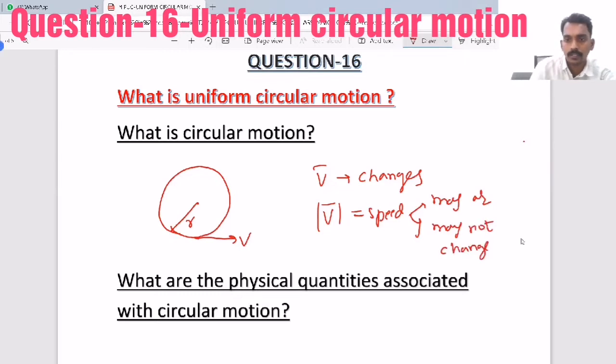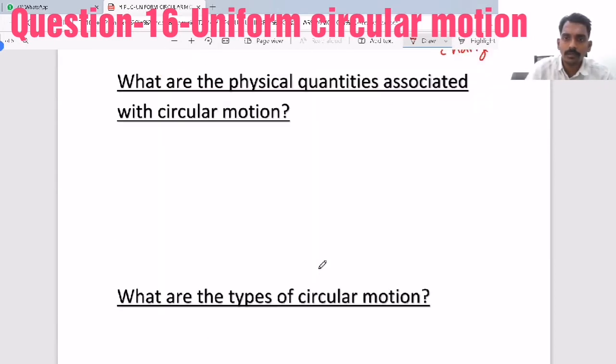That depends. But one thing we always have to remember is that if the particle is moving in a circular path, there must be a change in the direction of velocity at every point, from one point to another. That's why velocity never remains constant, but speed may remain constant or may be variable.